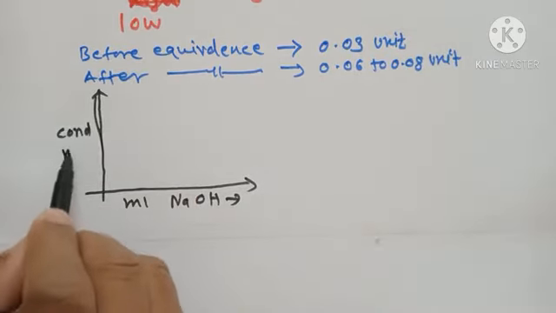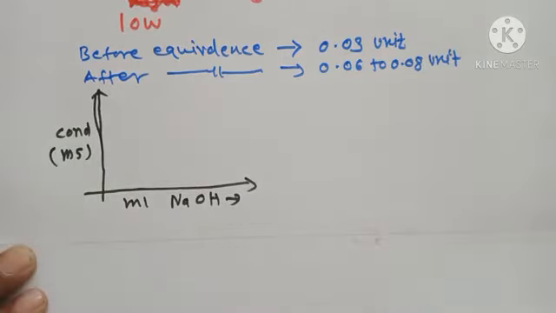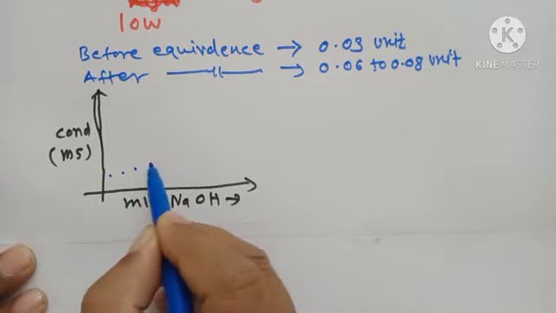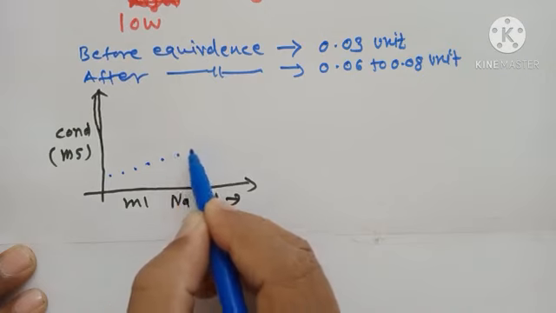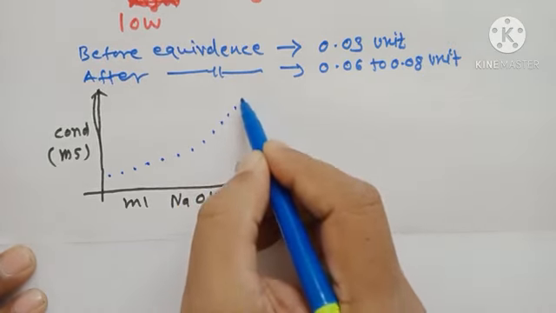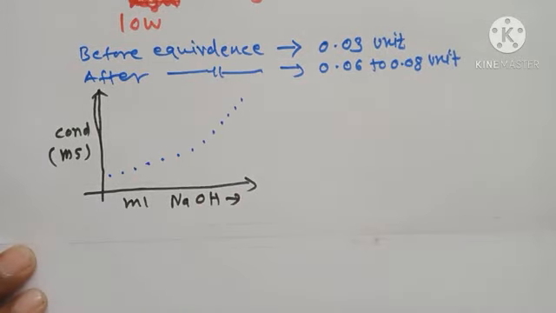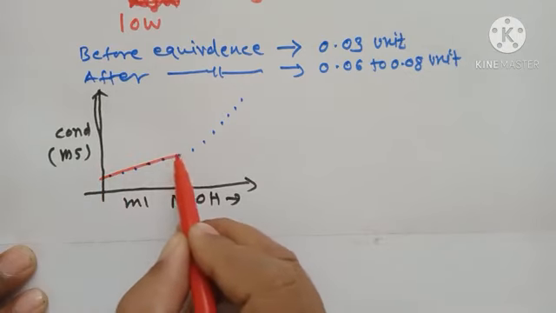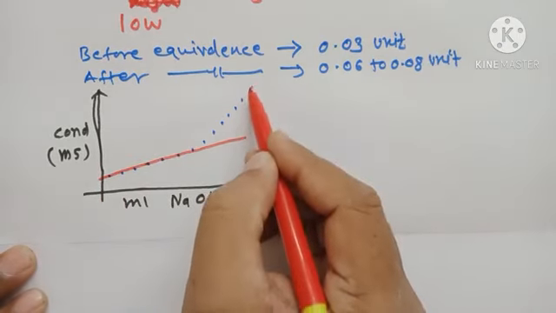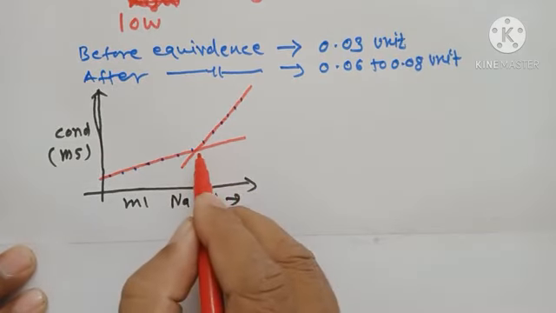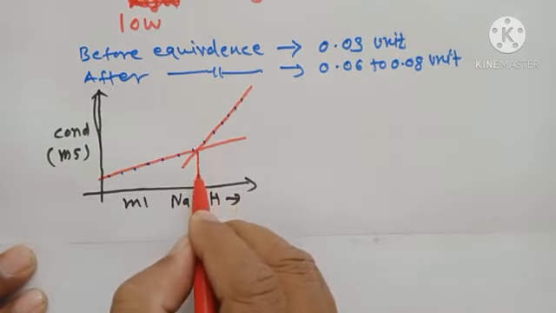Conductance is in the millisiemens unit. If you plot the graph, first put up the points. Then you have to draw two straight lines, first and second. These two lines intersect at this point.